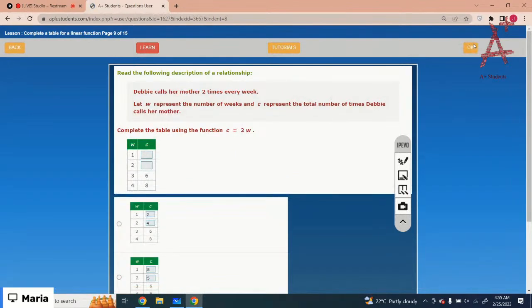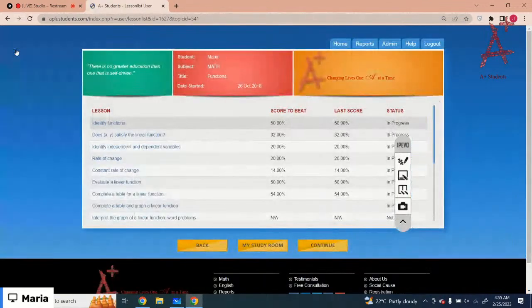Okay, so you can now complete the test by yourself later today. So we were working on grade 8 maths. The chapter we were working on is linear functions. The lessons we have covered today are constant rate of change. Then we started the new chapter, evaluate a linear function. And the one we just completed is complete a table for a linear function.